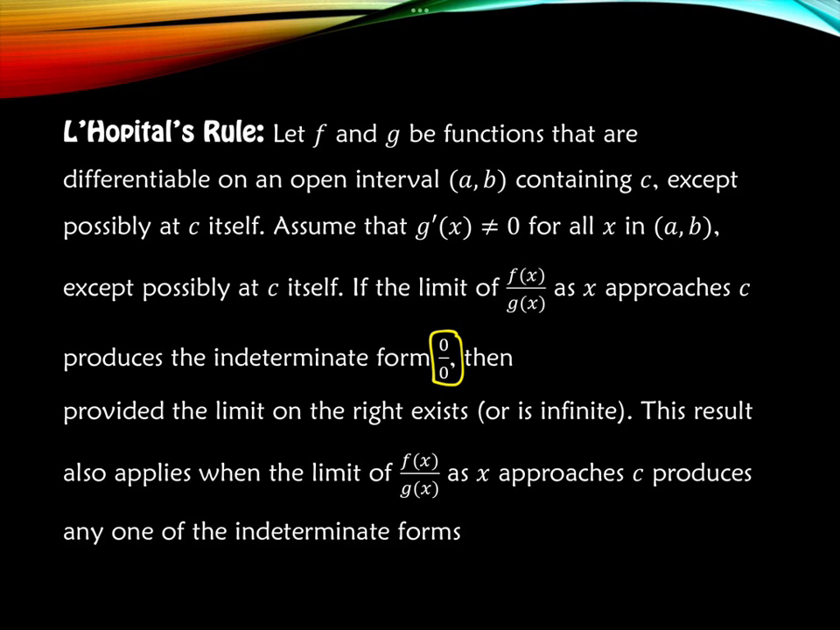So when that's the case, then the limit as x goes to infinity, they're using x's here, we'll stick with their x's, of f of x over g of x is the same as the limit as x goes to infinity of f prime of x over g prime of x.